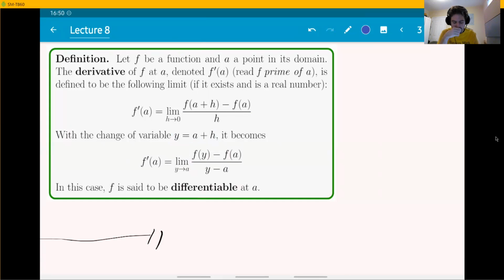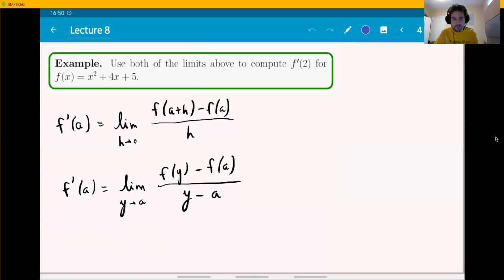And you do similar tricks right here. Instead of a plus h, I'm writing y, because that's what y is. Instead of h in the denominator, I'm writing y minus a, because that's equal to h according to the change of variable. So you can work this out. This is what the limit becomes. And you can use either one to talk about a derivative. And here's the last line. In case this limit does exist and is equal to a number, we call the function f differentiable at a. You should know these two words, the derivative and differentiable.